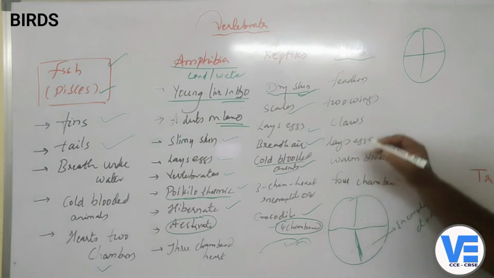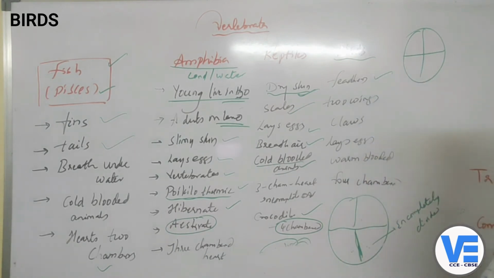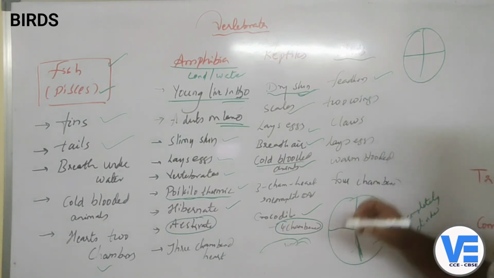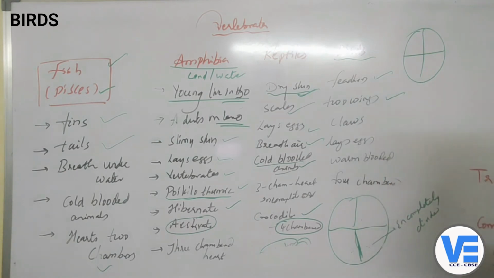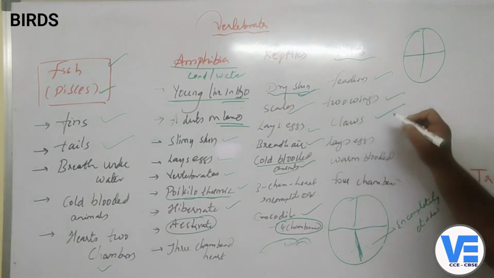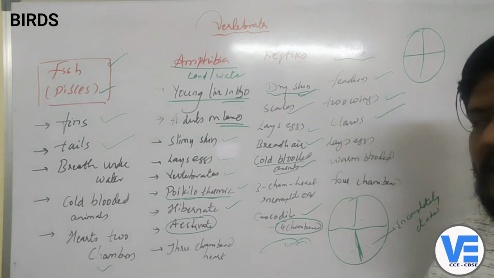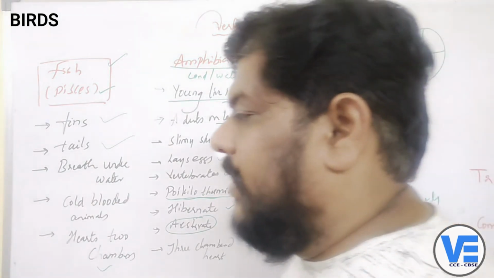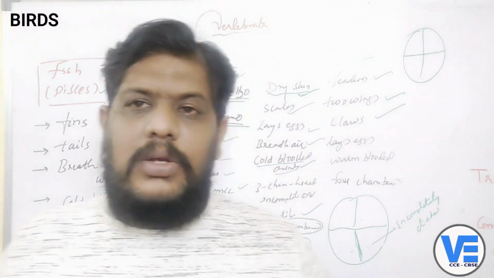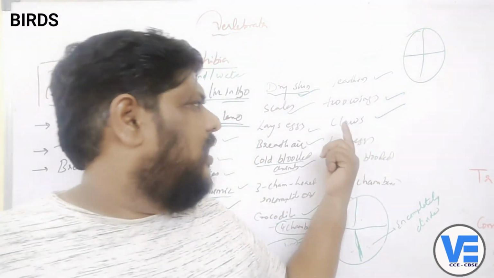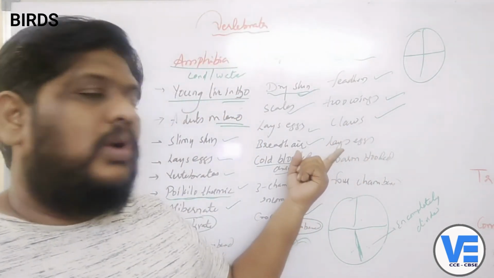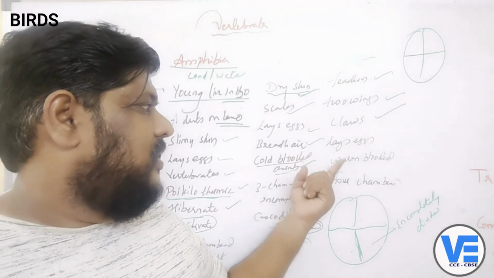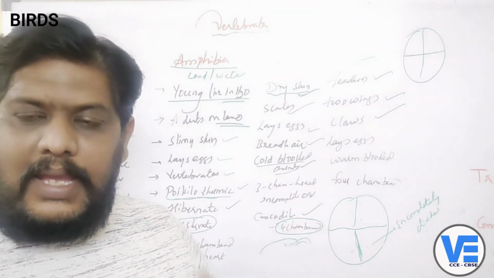So when you see the birds, they have feathers. They have two wings also, which help them in flying, and claws to hold the food material, to balance their body and all. And their mode of reproduction is by laying eggs. And these are warm-blooded animals.